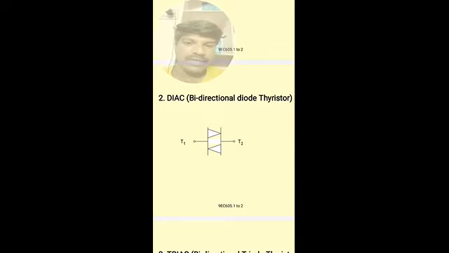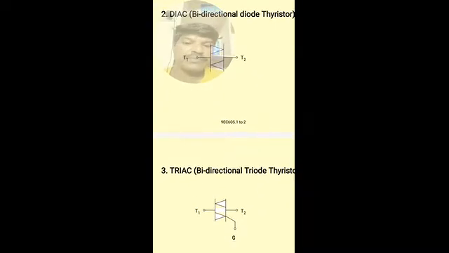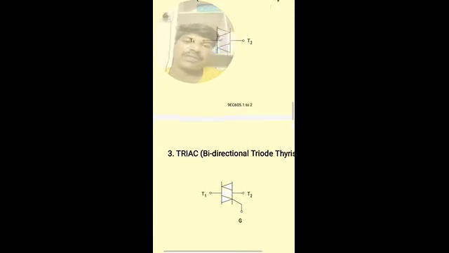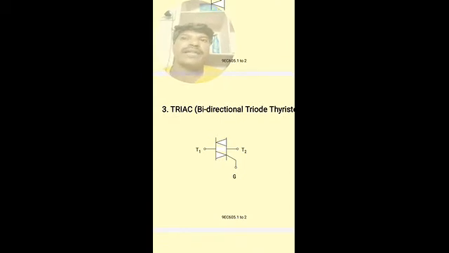Here the name is because it is bidirectional, so it can conduct from T1 to T2 or T2 to T1. When T1 is made more positive than T2 it conducts, and from T2 to T1 it conducts the current when T2 is more positive with respect to T1. Triac, a 3-terminal bidirectional conducting device. The 3 terminals are T1, T2 and the gate.